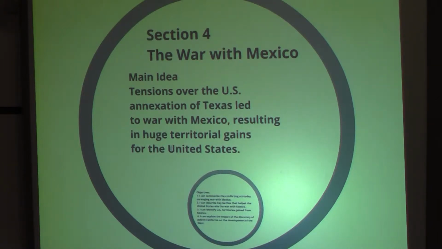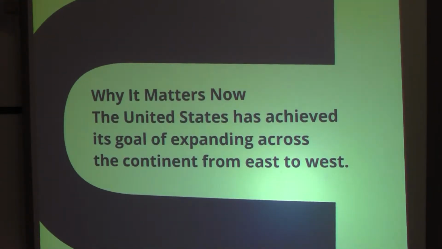Welcome to Chapter 9, Expanding Markets and Moving West, our preview for Section 4, the War with Mexico. The main idea: tensions over the United States annexation of Texas led to war with Mexico, which resulted in huge territorial gains for the United States. Why this matters now: at the time, the United States has achieved its goal of expanding across the continent from east to west.